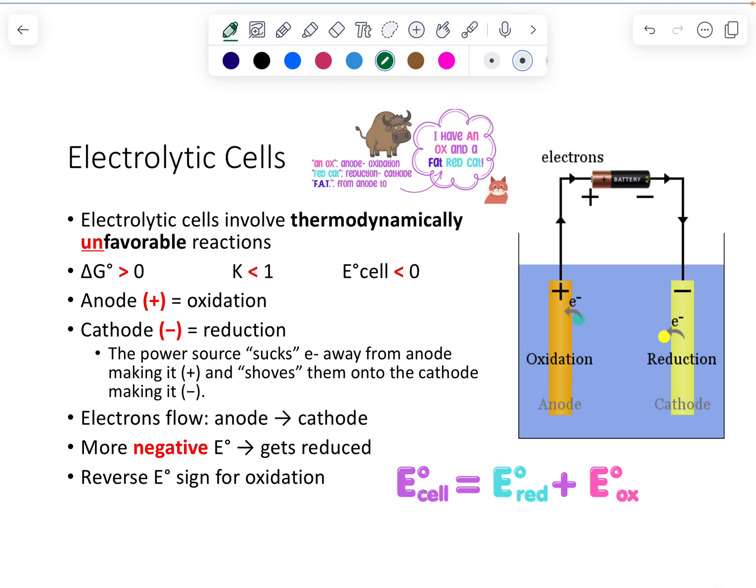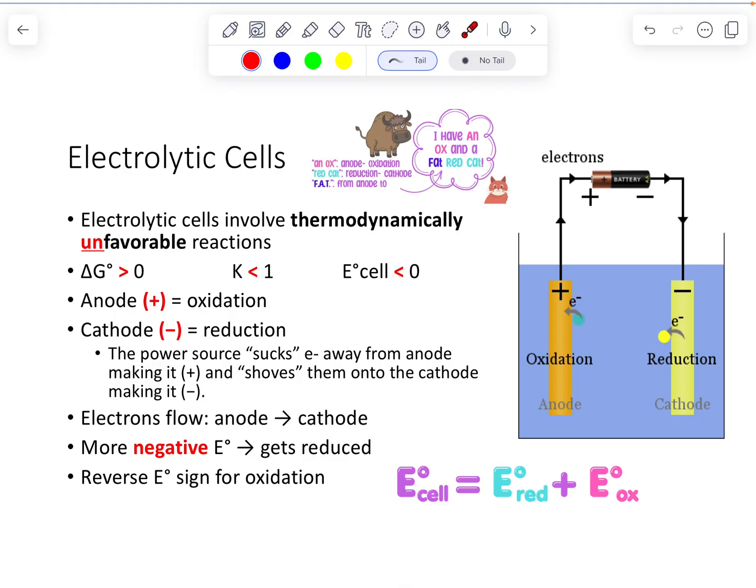On this slide, everything that's red is opposite from the galvanic cell. So we have unfavorable reactions, non-spontaneous, which means that your delta G is going to be positive. K is going to be less than 1, so we'll have a negative exponent. And then our standard E cell is going to be negative as well.